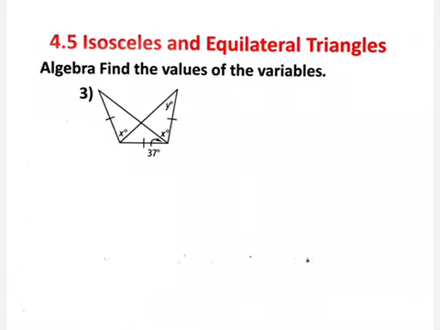Question 3, we've got essentially what looks to be two overlapping triangles. And so let's just look and see what we can figure out. Well, for this triangle here, we know if this angle is y, this angle down here is y because of the isosceles triangle theorem. They're the base angles. If this angle here is 37, this angle here is also 37.